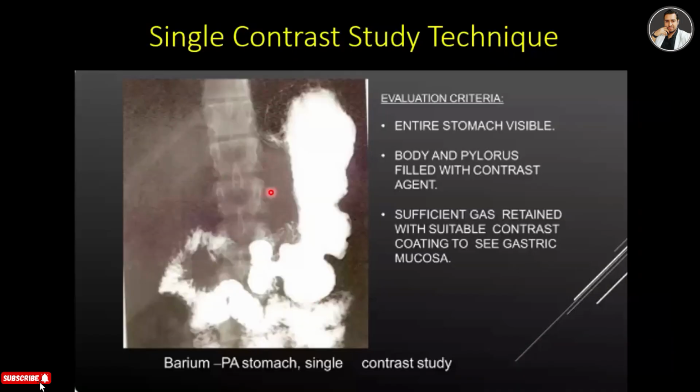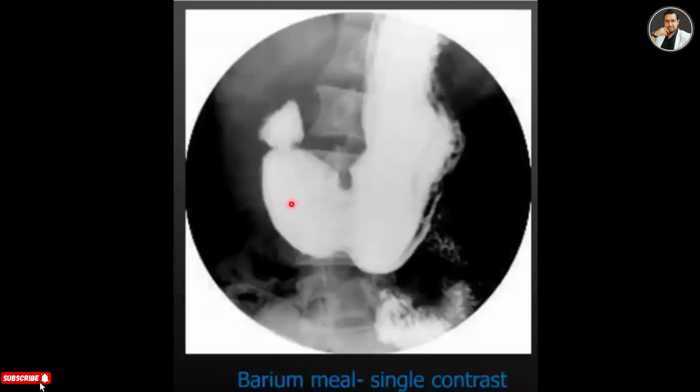And this is a single contrast study. Only barium sulfate is used, and the entire stomach is visible here. Sorry, this is a barium PA stomach or PA view, posterior anterior view, single contrast study, and body and pylorus filled with contrast agent. And this is a single contrast study of the barium meal, and the stomach is filled with barium sulfate contrast and also the pylorus.